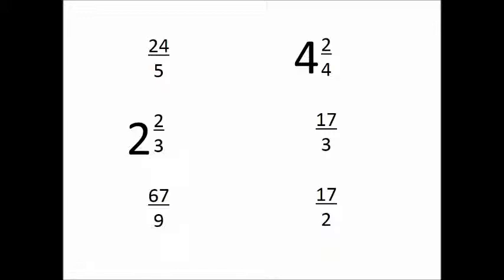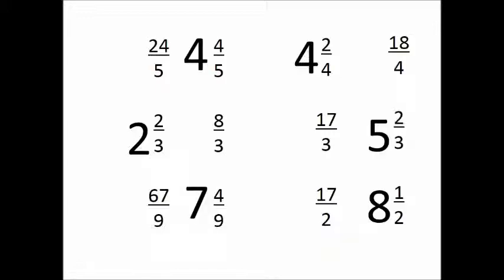So take a few minutes, at least do the top 4. If you don't get done with the bottom 2, it's okay. At least do the top 4. So take a few minutes, do those 4, and unpause it when you're done so you can see the answers. So here's the improper fractions to mixed numbers and mixed numbers to improper fractions. Hopefully you guys got them right.